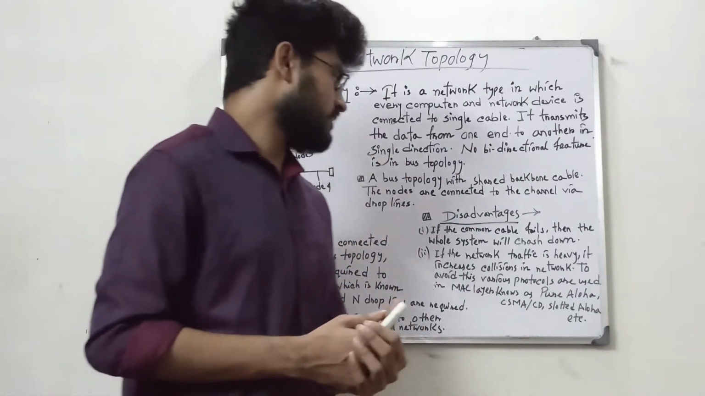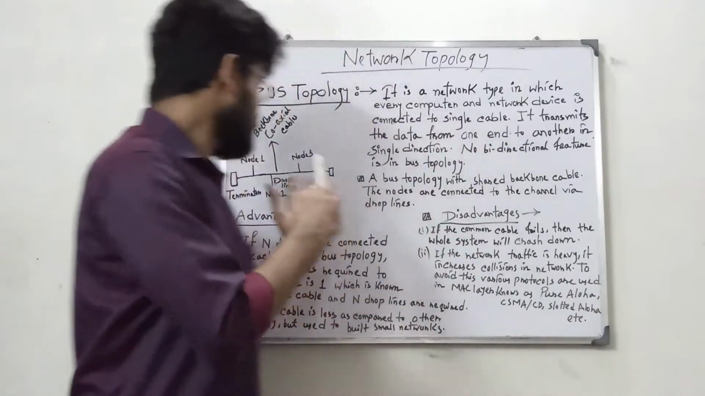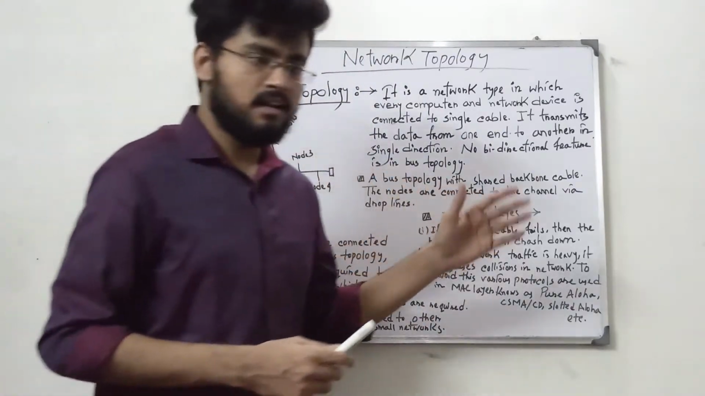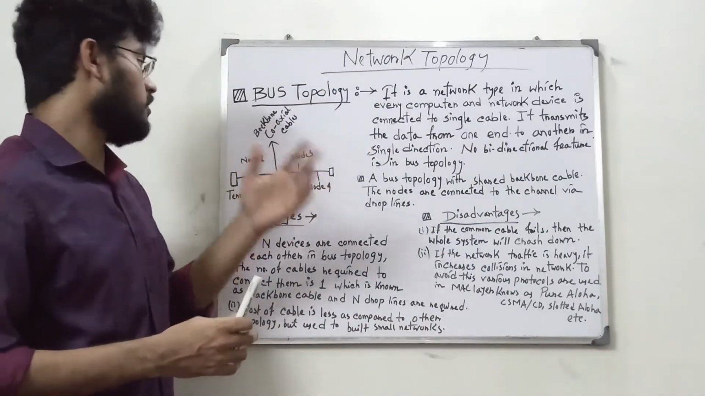Second, if the network traffic is heavy, it increases collisions in the network. We see that here one cable takes the load of all the information from all the nodes.